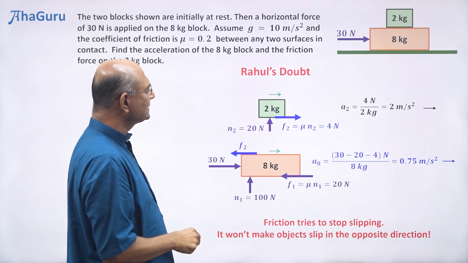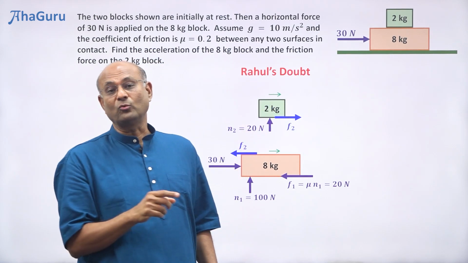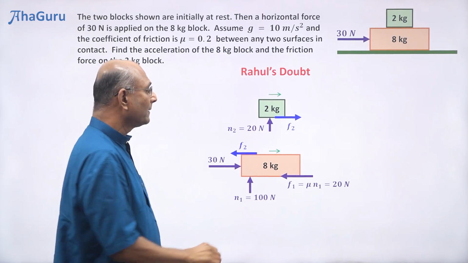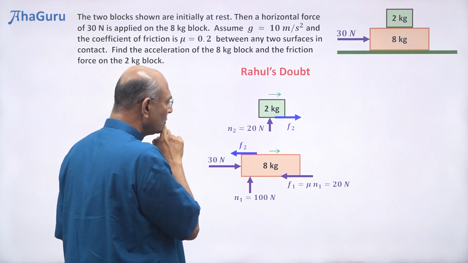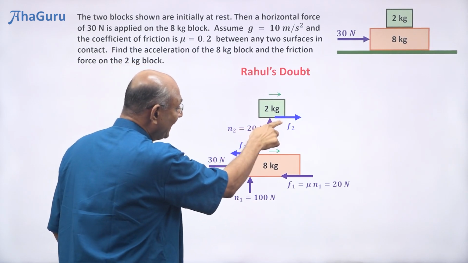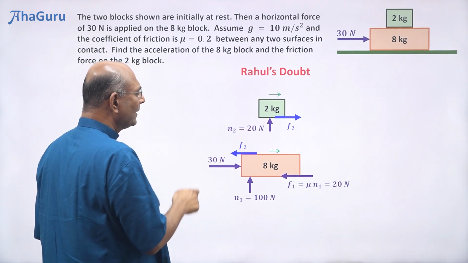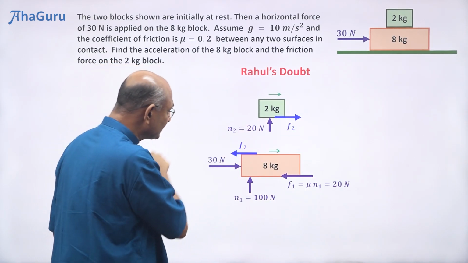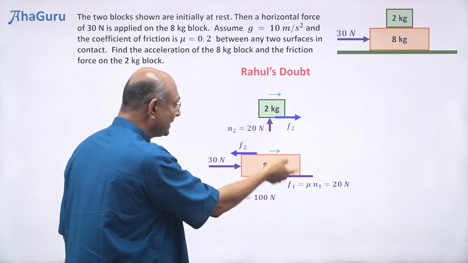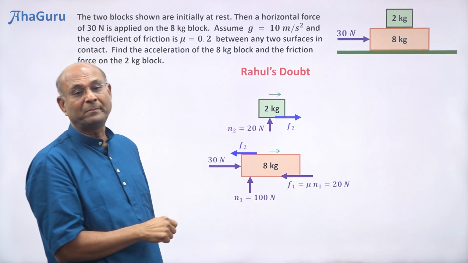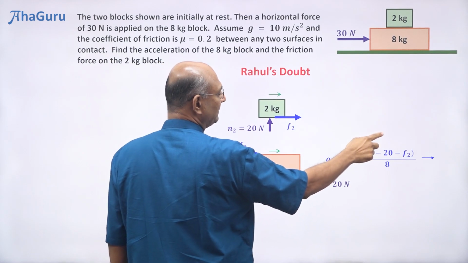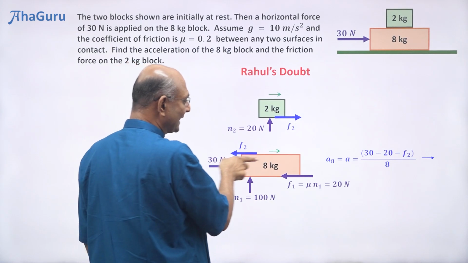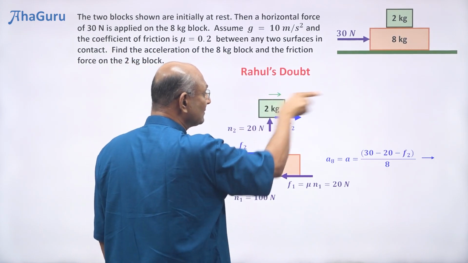So let us redo this by calling this F2. I don't know what the value is. I know it must be less than 4. Okay, but I don't know what it is. Now, this is also not 4, right? Whatever the value is there, the same value you must put here. Now, let us first try to calculate what will be the acceleration of this block. Well, the acceleration of this block will be 30 minus 20 minus F2 divided by 8, in that direction. Okay, so that is the acceleration of the 8 kg block. What will be the acceleration of the 2 kg block?